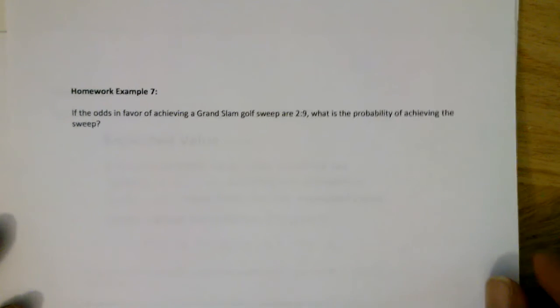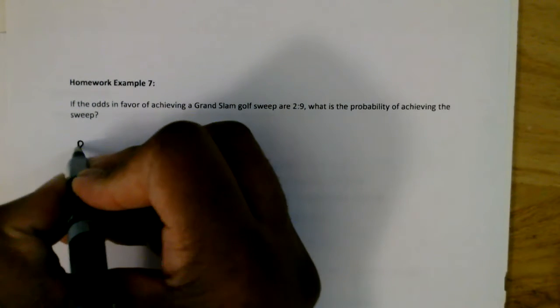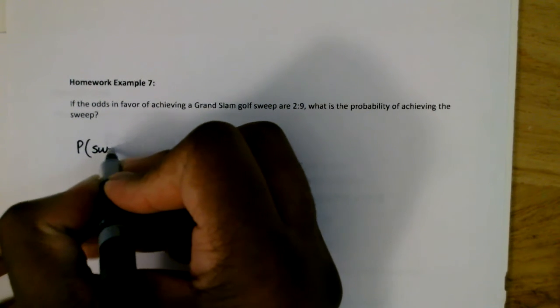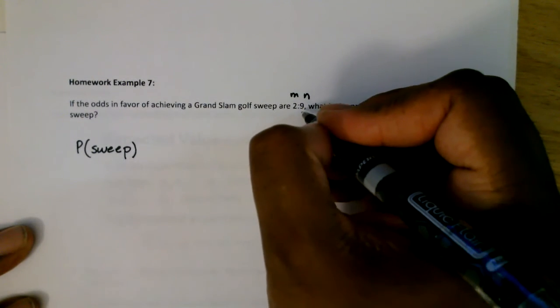All right, and here's another example of that. If the odds in favor of achieving a Grand Slam golf sweep are 2 to 9, what is the probability of achieving the sweep? The probability of getting the sweep, and the odds in favor are M to N. M is 2, N is 9.